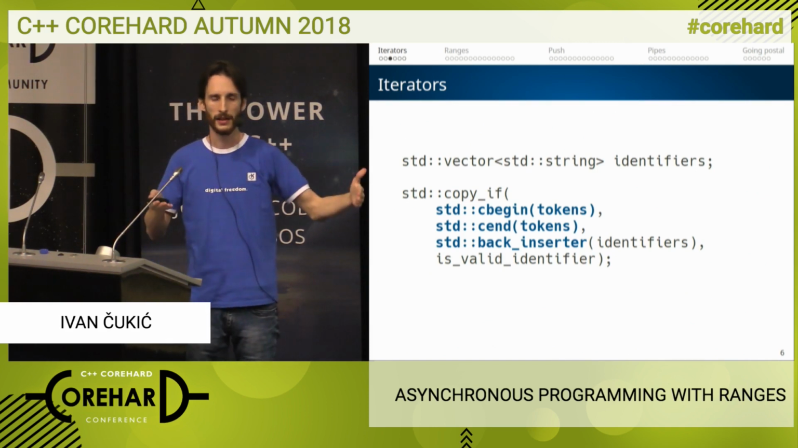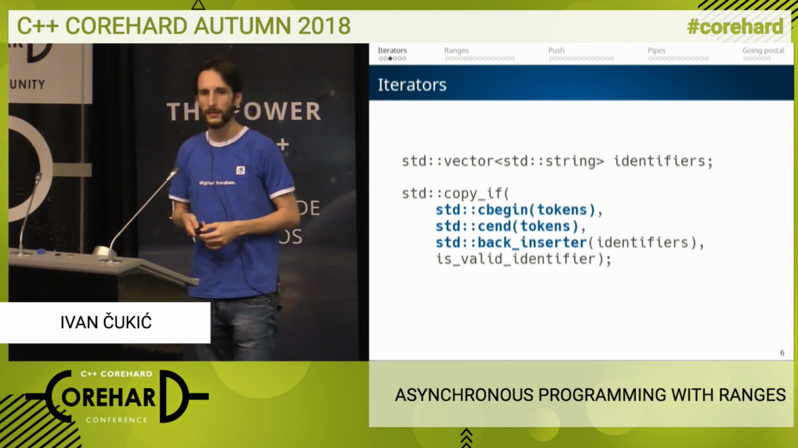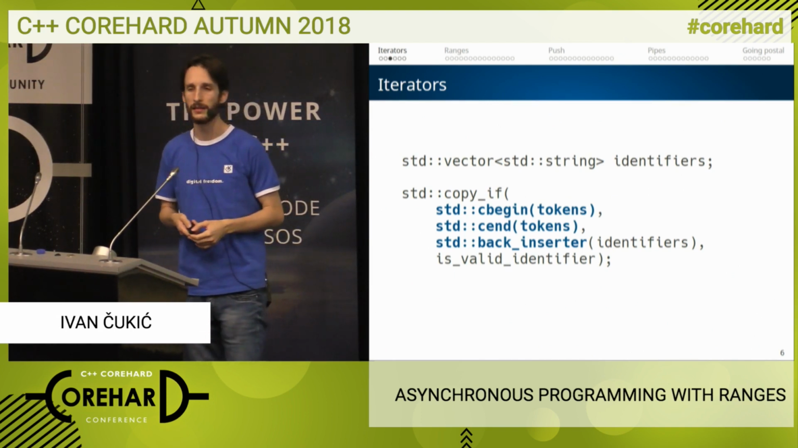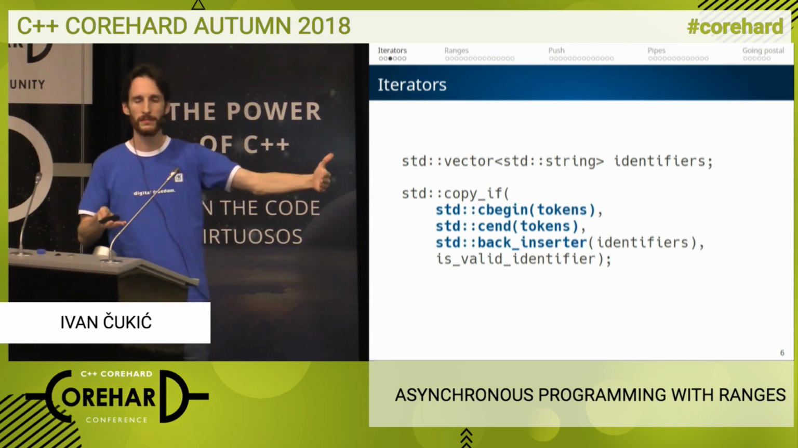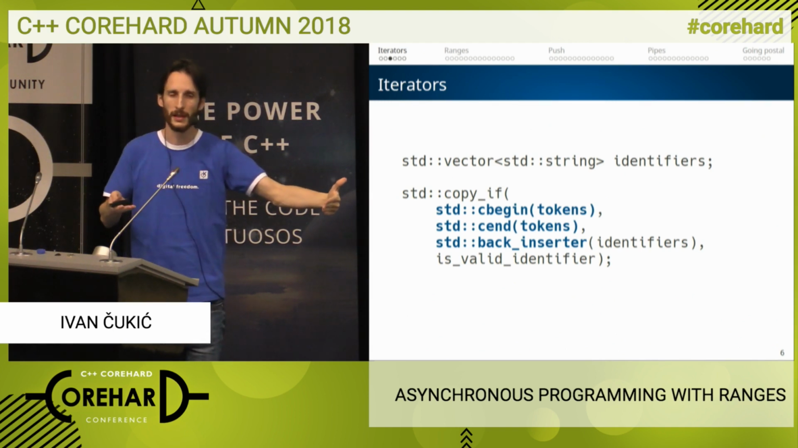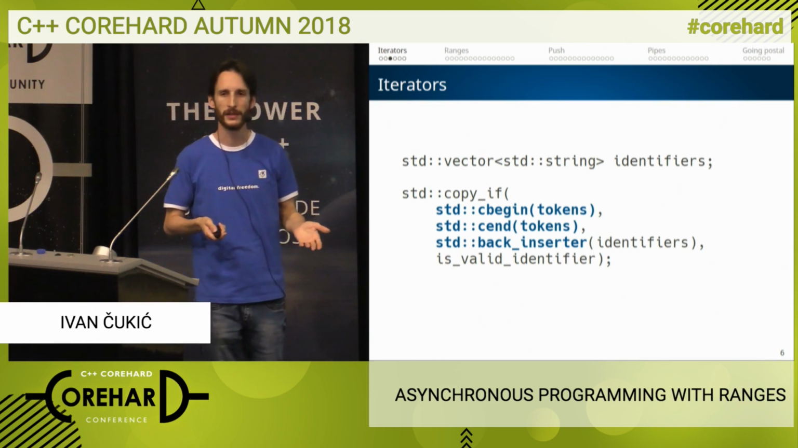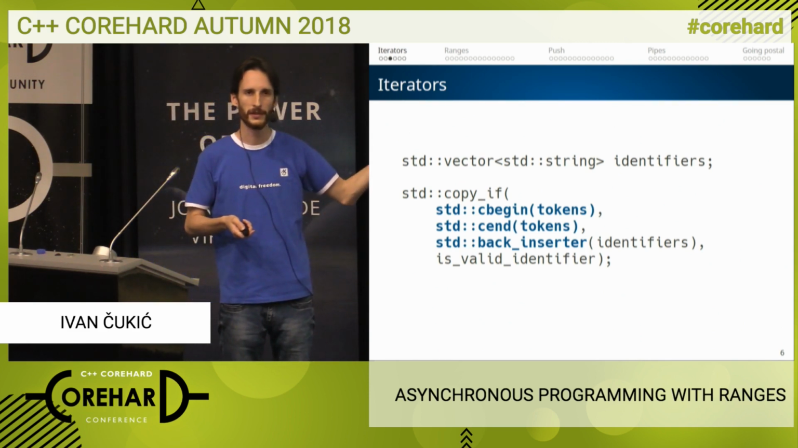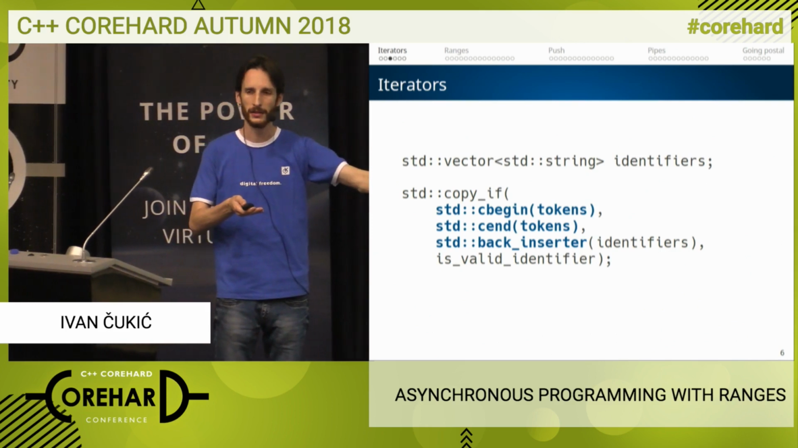Now, the first two iterators can be normal iterators. If it's a std::vector, it could be a pointer. Begin and end could be pointers. But the third one, back_inserter, usually pointers should point to a place in memory. Does back_inserter point to any place? No, it's an abstraction. It's an abstraction that doesn't even behave like a normal pointer. In the case of a normal pointer, we would get, in the best case scenario, a segmentation fault here, because we are trying to write to an empty collection.